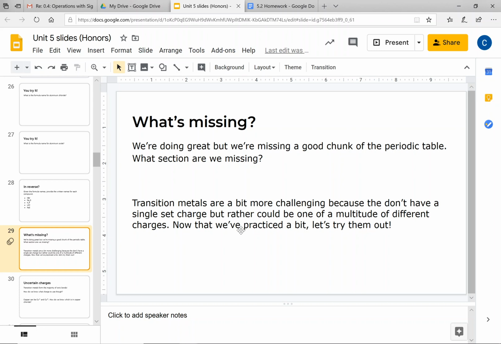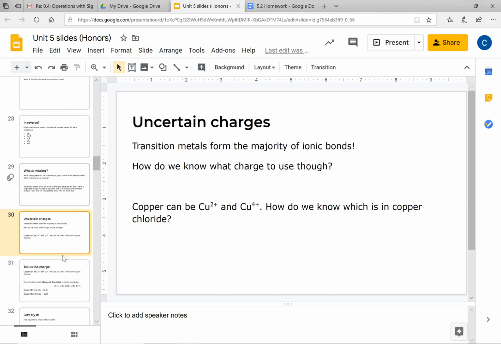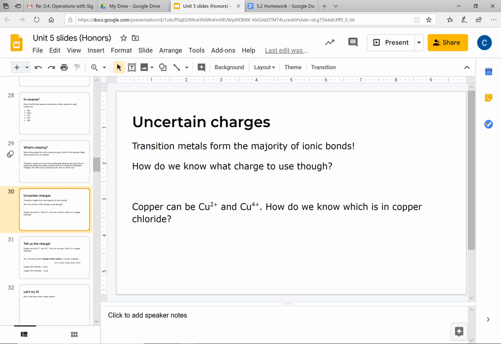So this is the part where if you didn't get the charges on the static cations and anions, I need you to practice that before you move on to this. And I need you to have that down. So if we have uncertain charges, things get a little more interesting, right?